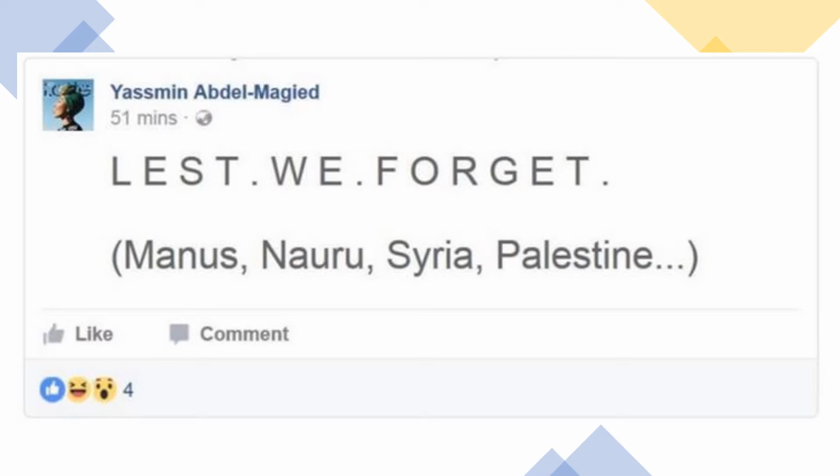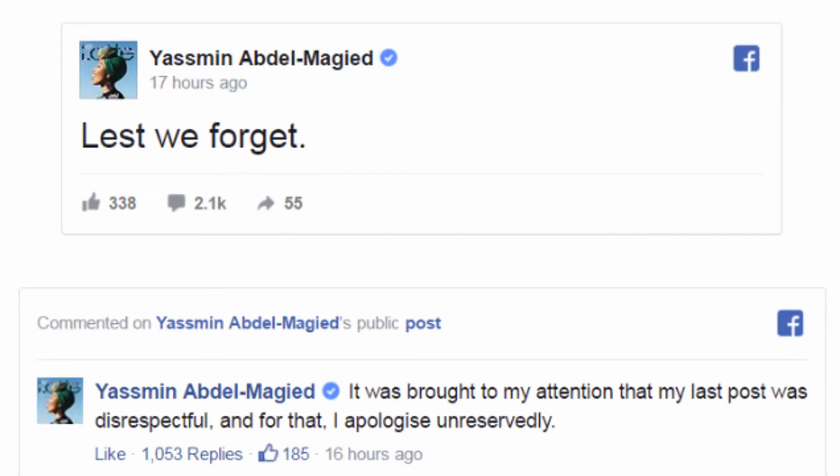And lest we forget, let's not forget about the civil war in Syria, and let's not forget about what's going on in Palestine, which is the Israelis and the Palestinians having an ongoing conflict there, right? So she was making a point. She was saying, yes, lest we forget, but there are other hotspots. She was heavily criticised for this, very, very criticised. A few hours later, she took this post down and changed it to just lest we forget and put this little apology there. It was brought to my attention my last post was disrespectful, and for that I apologise unreservedly. But the damage had been done.